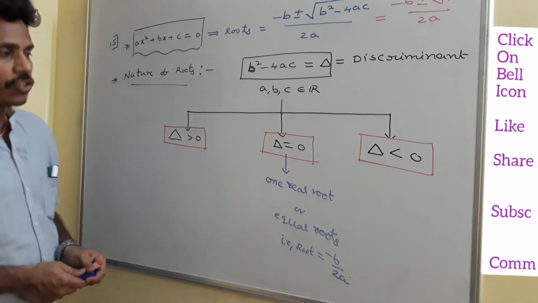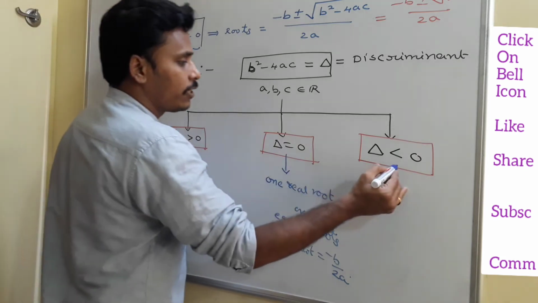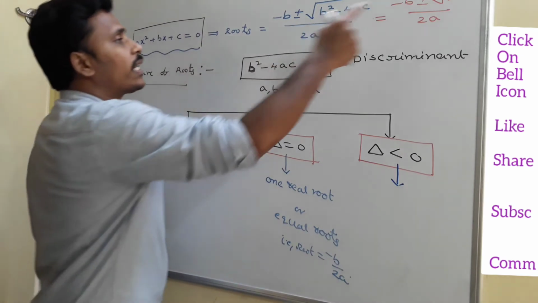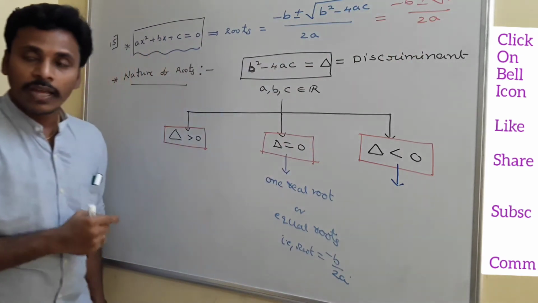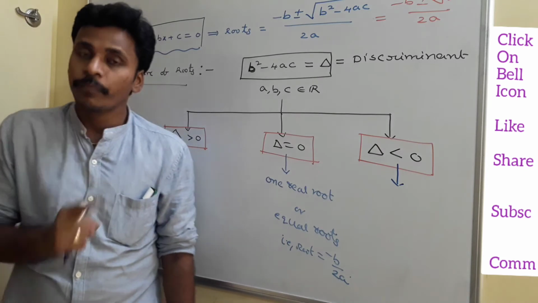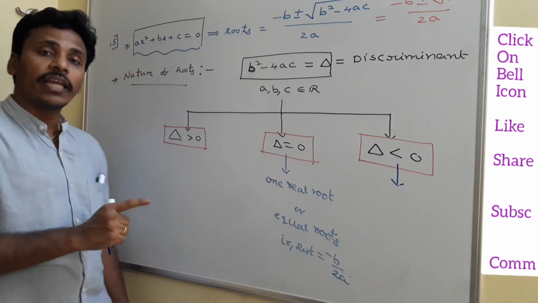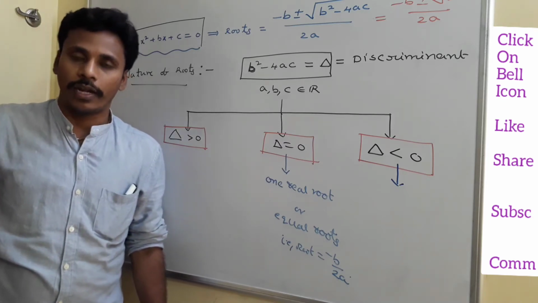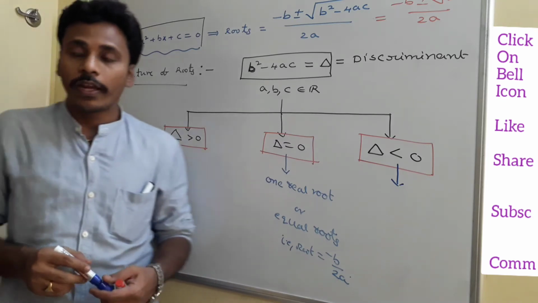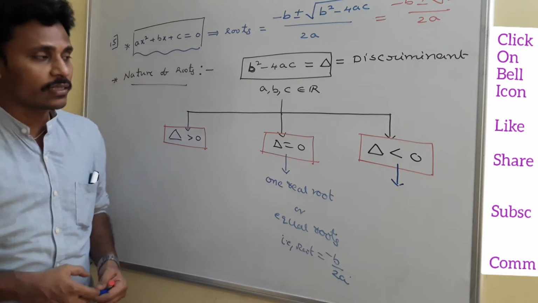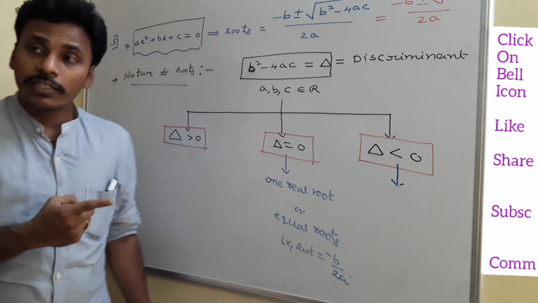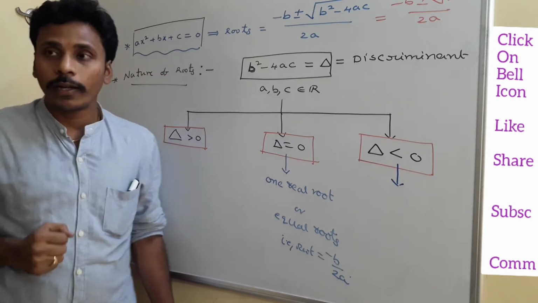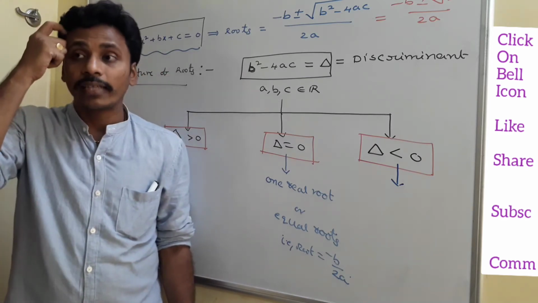Whereas coming to the last case where delta is less than 0, think about it. Delta is a negative number. Under the square root we have a negative number. As we discussed in the previous class, if you have a negative number under the square root, then the value will be an imaginary quantity. As we discussed, root of minus 4 is 2i, root of minus 9 is 3i, like that. Since delta is less than 0, root delta is an imaginary quantity.